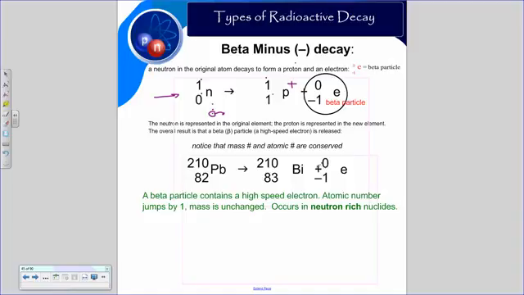This is an example of beta-minus decay. Lead-210 becoming bismuth-210. And again, notice that your masses remain unchanged and your atomic number goes up by 1. 82 becomes 83. It still balances though. 83 minus 1 is still 82. So the law of conservation of mass is preserved. The beta particle is a very high-speed electron. It's not light speed, but it's close. This occurs in neutron-rich nuclides. In other words, our nucleus contains too many neutrons, so it's able to flip the designation of one of its neutrons into a proton, which stabilizes the nucleus.